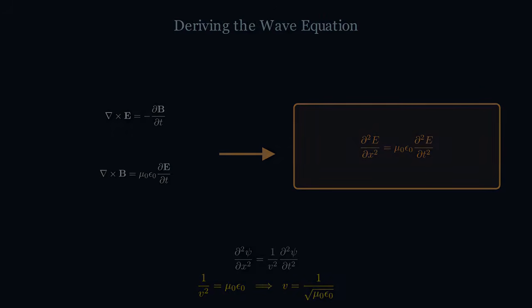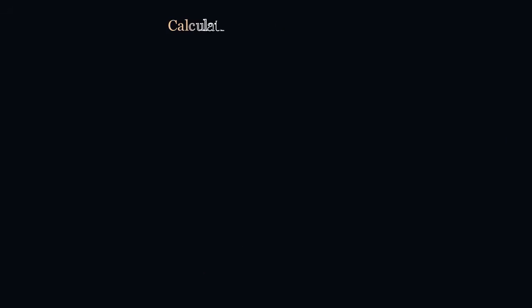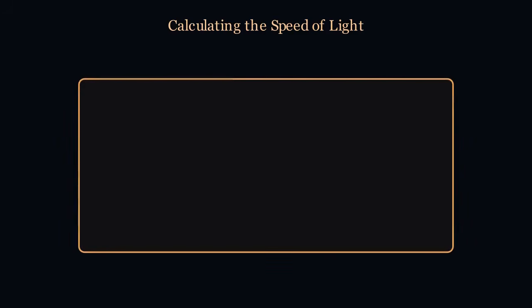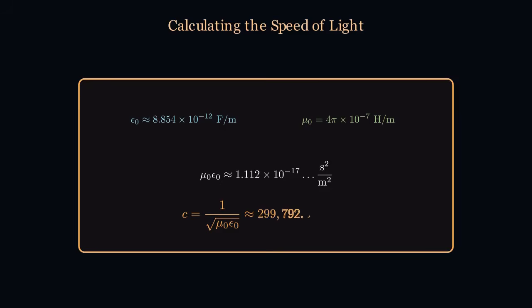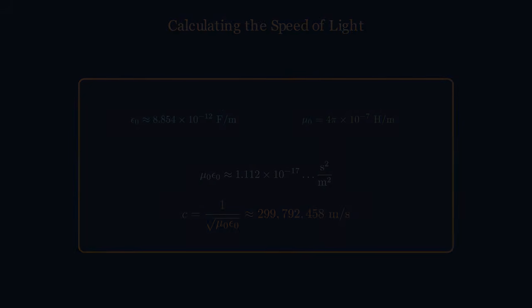If we substitute the experimental values into this wave equation, the physical reality becomes clear. The permittivity of free space, epsilon naught, is approximately 8.854 times 10 to the negative 12th farads per meter. The permeability of free space, mu naught, is exactly 4 pi times 10 to the negative 7 henries per meter. Multiplying these values yields approximately 1.112 times 10 to the negative 17th second squared per meter squared. Taking the square root and inverting gives the exact velocity of 299,792,458 meters per second. This geometric relationship proves that light is not an independent material substance, but a self-sustaining ripple of electric and magnetic fields traveling through the vacuum.